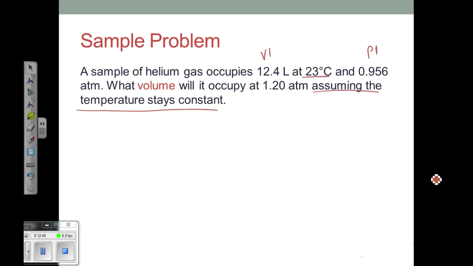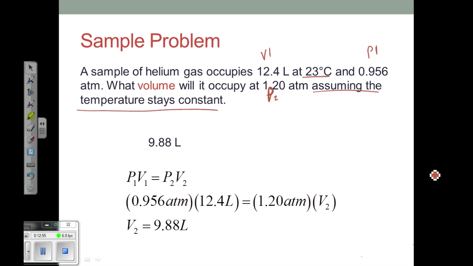And now we can solve. Oh look, here's our P2. This is P2. We can set it up using our equation P1 V1 equals P2 V2, and solve for our V2. You should get 9.88 liters. It's important that we remember our sig figs for this, so make sure you watch your sig figs.